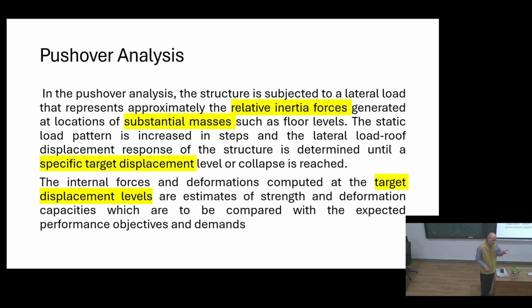So what it says: generated at locations of substantial mass, such as a floor. So inertial force with the mass is required. Mass is mainly at the floor. So when we take some example, the floor mass becomes equally important in the entire system. The static load pattern is increased in steps, as 1 by go. And accordingly, there is a specified target displacement. The second point also highlights how to fix the target displacement.